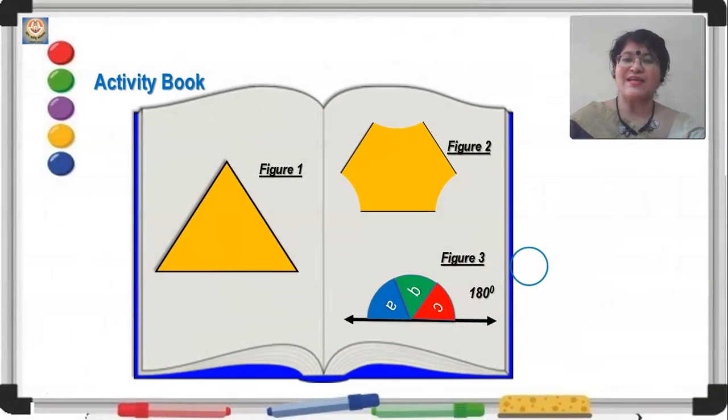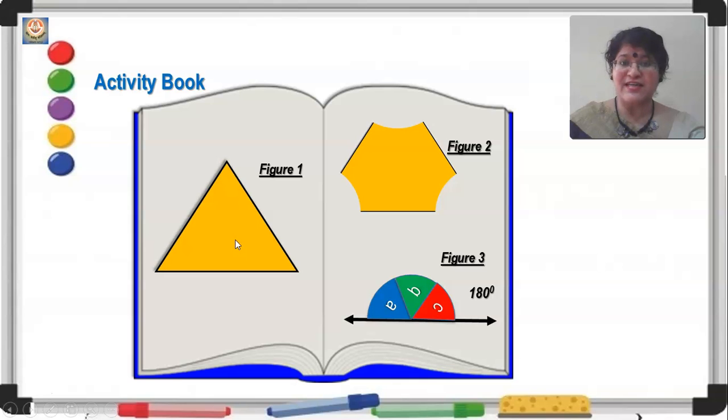Now this is how your activity book will look. This is the first figure. Remember, I told you to draw 2 triangles. One of the triangles you will cut out. So this is the first triangle that you're going to cut and place in your MathLab book.